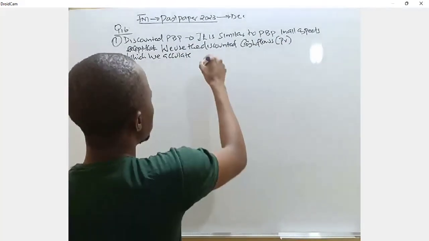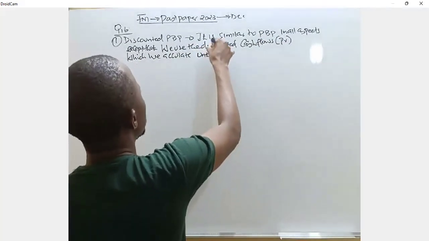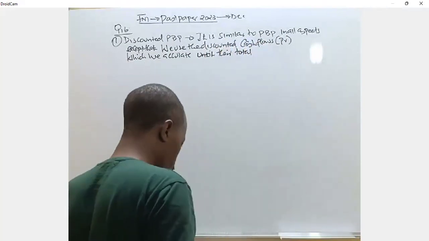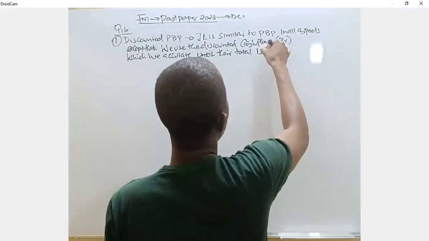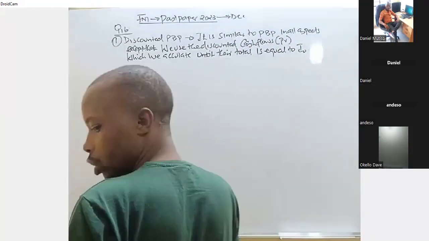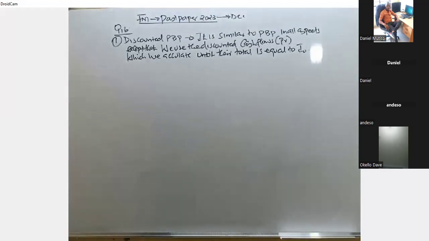Which we accumulate until their total value, or their total, is equal to our initial claim. The total should be equivalent to the initial claim.